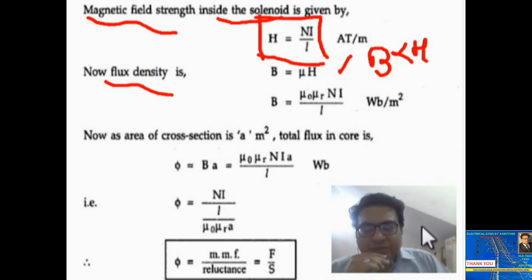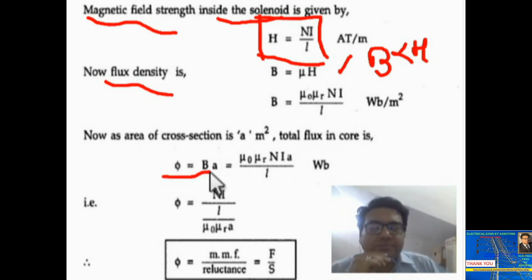Now see guys, cross sectional area is A. So you can write flux is equal to B into A, because B is equal to phi upon A. So you can write phi is equal to B into A, and then put the value of B in this equation. So it will become mu 0 mu r N I A upon L in Weber. Okay, this is Weber, the unit of flux.